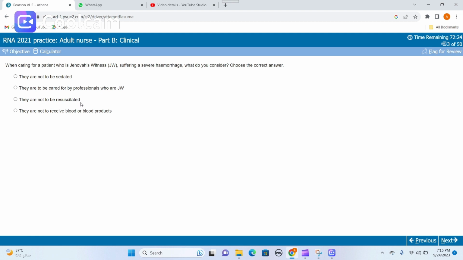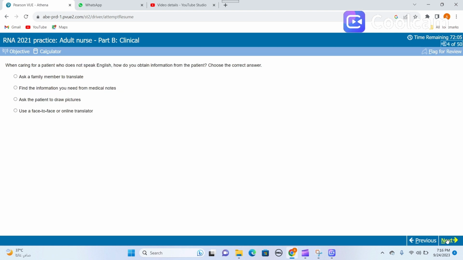They are not to be resuscitated. No. In most cases, if there is blood loss, there may be a possibility of shock and the patient will have decreased respiratory effort. So: they are not to receive blood or blood products. This might be the correct answer, because if the patient is already having a hemorrhage, we need to hold on the transfusions in order to assess the patient's status.